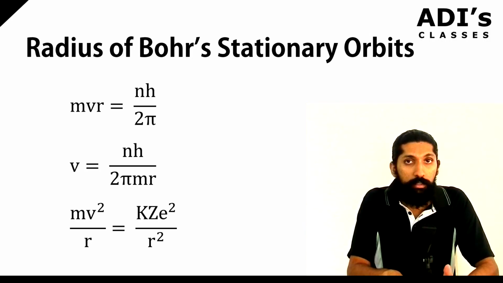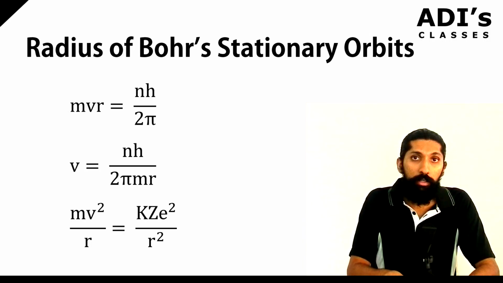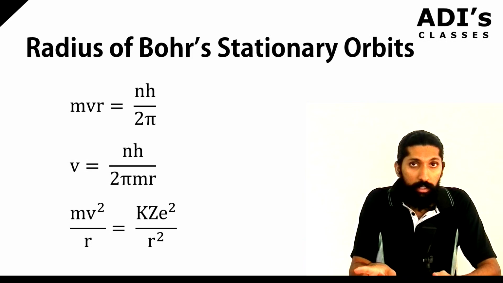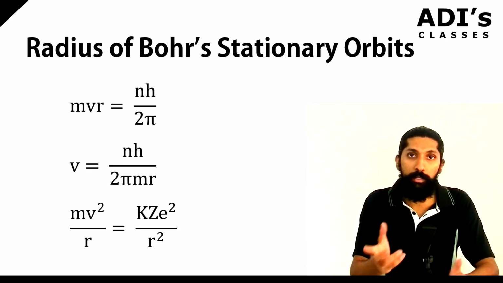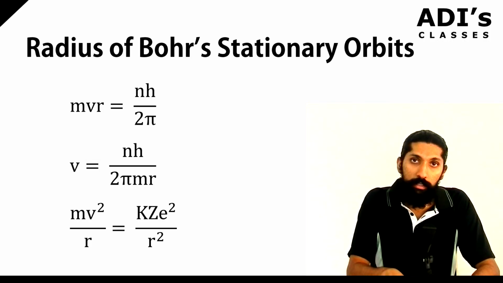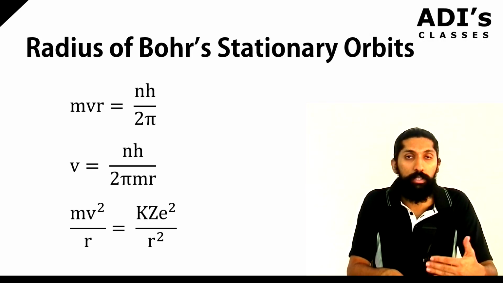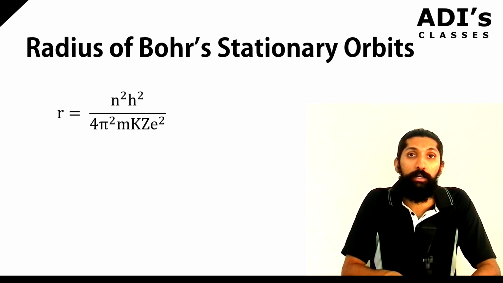So, mv square by r is equal to k into Ze square divided by r square, where k is 1 by 4 pi epsilon naught. That Ze square we can split as Ze into e, which is the nucleus charge and the charge of the electron, and r being the radius. One r gets cancelled. Now, what is the v value? nh divided by 2 pi mr. If you substitute and make r the subject of the formula, you will get r is equal to n square h square by 4 pi square m k Z square.